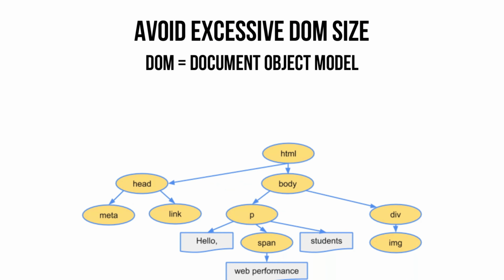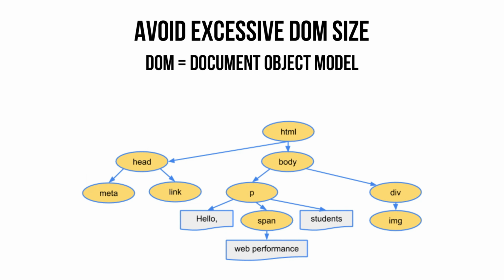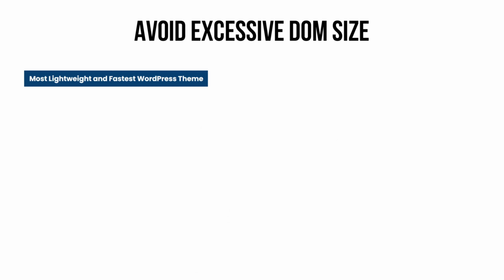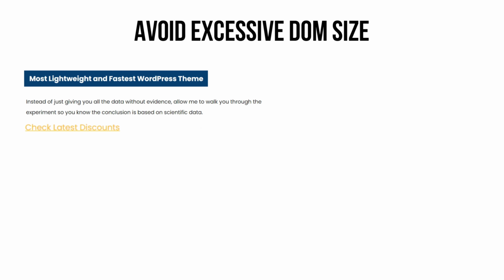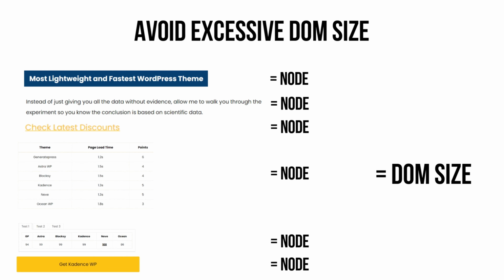Now, before we get into the details, we need to understand what DOM is and why Google flags this audit. DOM is simply the acronym of Document Object Model. Every web page will have a Document Object Model. So to put it simply, every title, every paragraph, every link, and everything on your website are called nodes individually. But when you combine all of them, it is translated as DOM size.